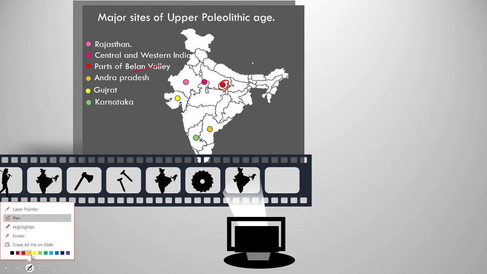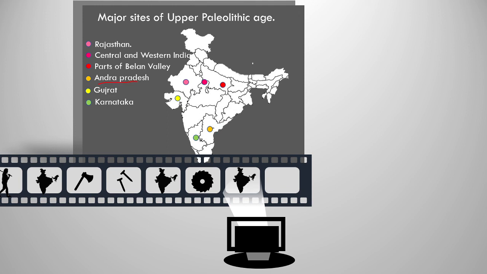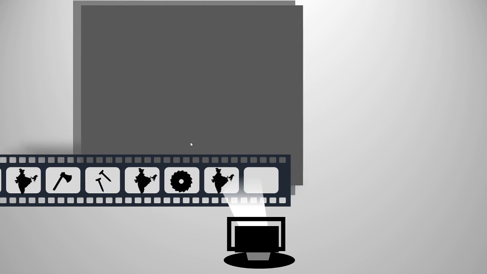Okay, just wait. Andhra Pradesh. Where is Andhra Pradesh now? I told you Andhra Pradesh is right over here. And next comes Gujarat. Gujarat is right here. And last but not the least, Karnataka is right here. Okay, now let's see what's further.